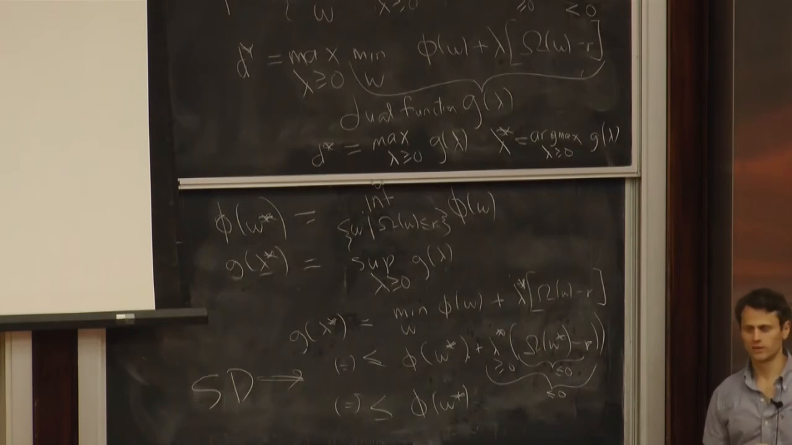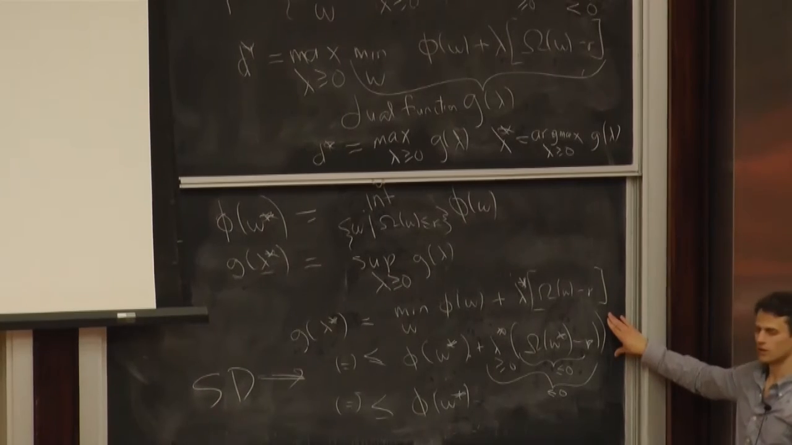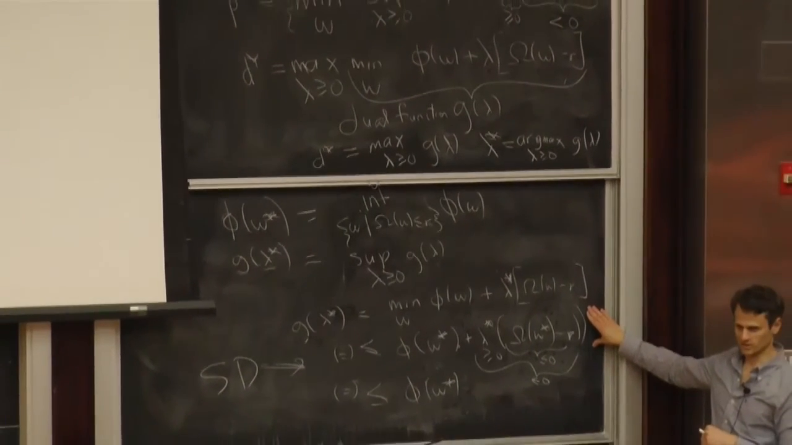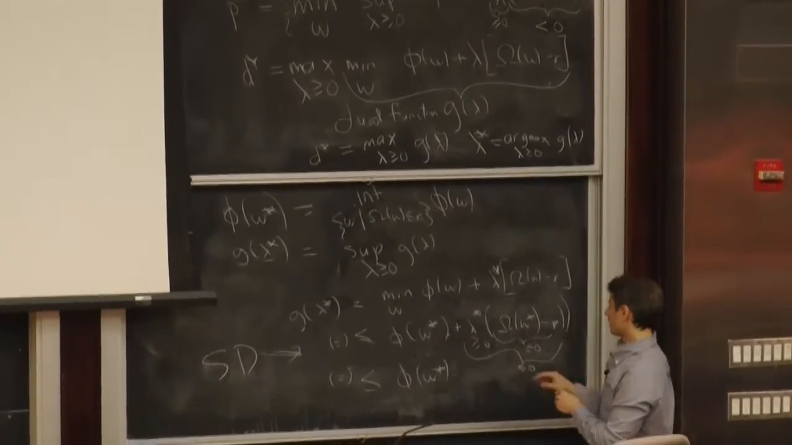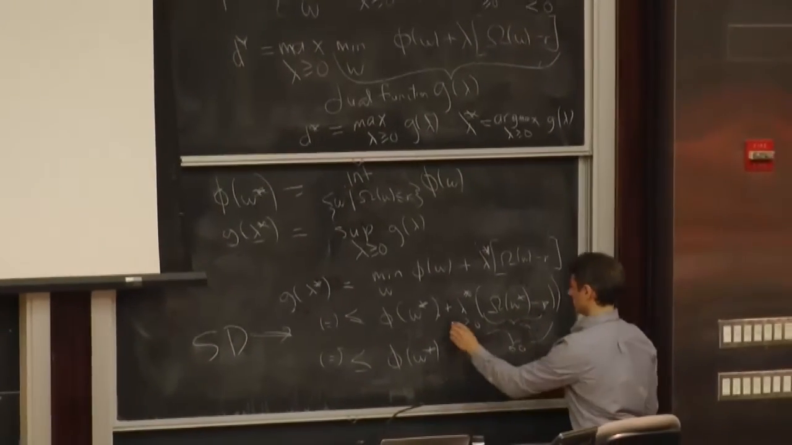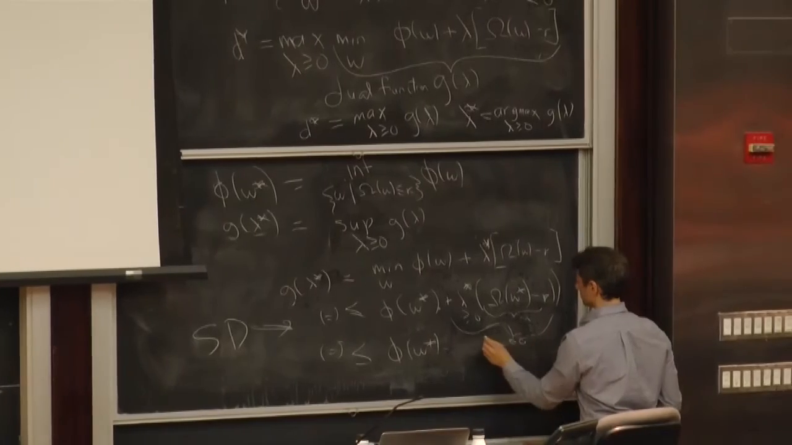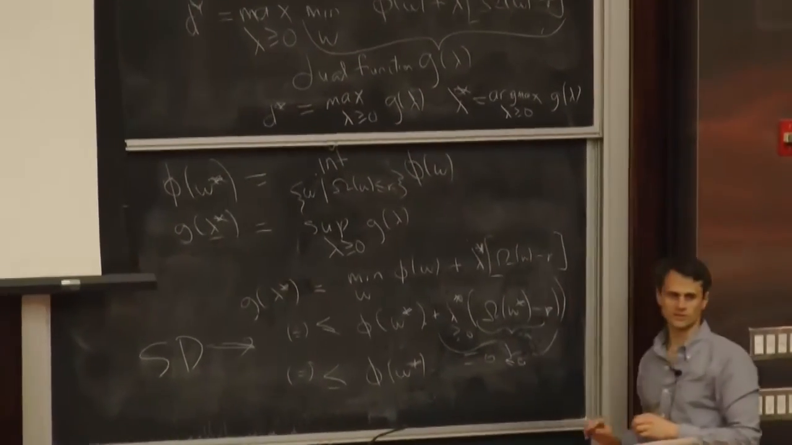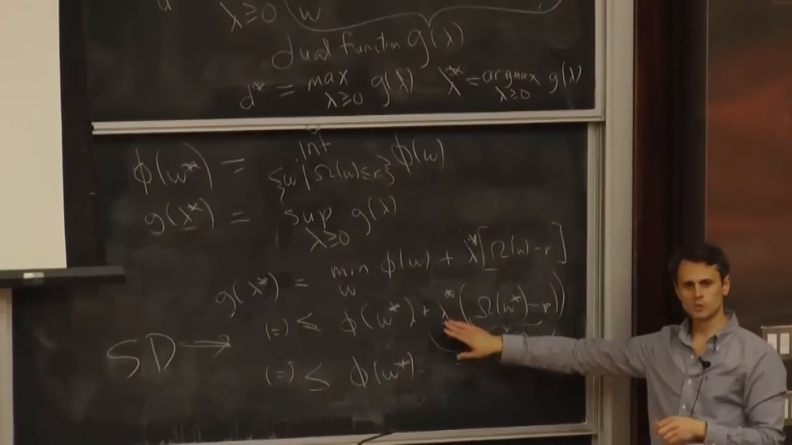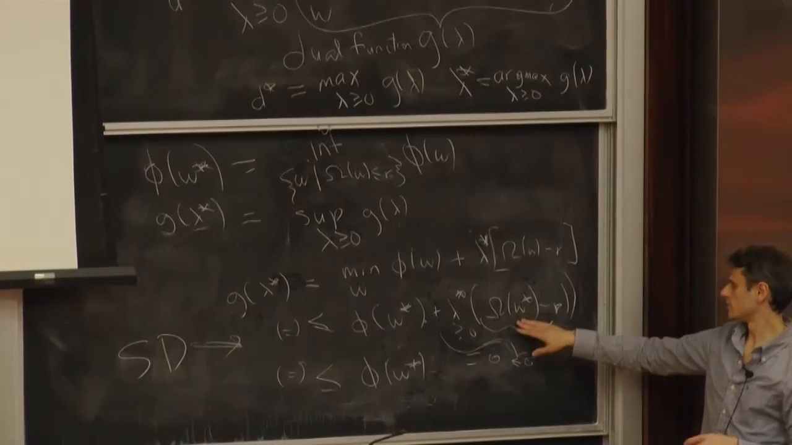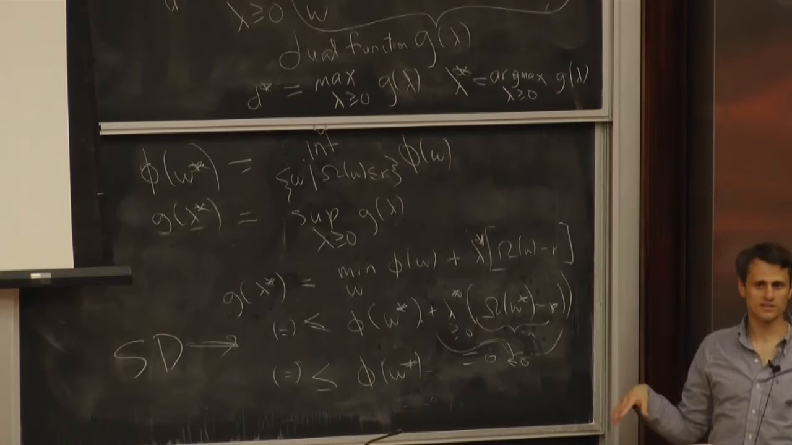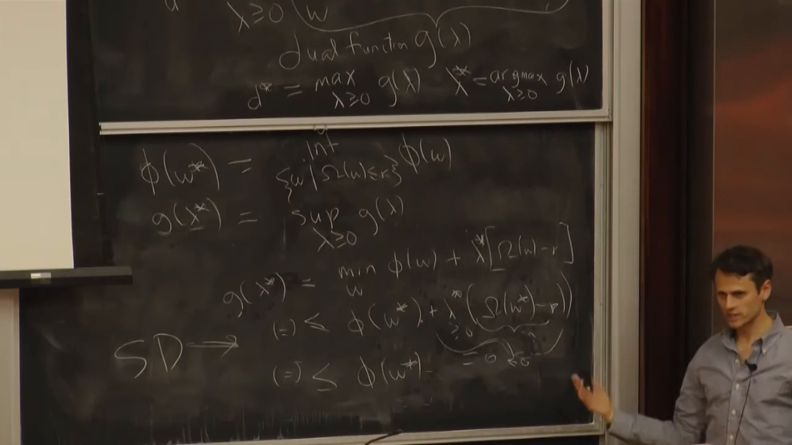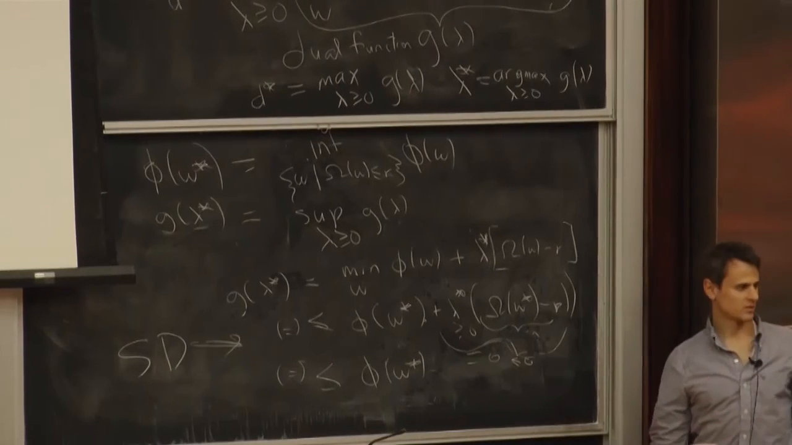So that tells us something very interesting about this piece here. What does it tell us about this? It tells us this is equal to 0. Great. So this thing is equal to 0. That is the complementary slackness condition. When you have this Lagrange multiplier lambda star times this thing, which is the left-hand side of the inequality, that equals 0, that's complementary slackness.